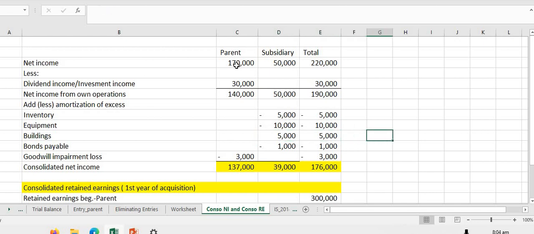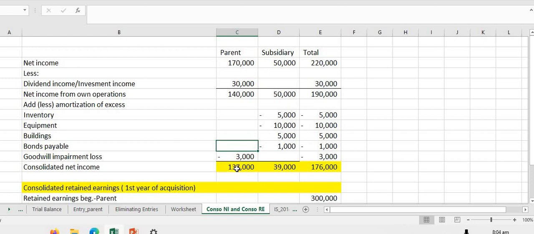So yung buildings natin is actually overvalued by 20,000. So that's actually may 4 years na remaining useful life. So we have 5,000 as excess amortization. Yung bonds payable natin, diba? That's overvalued by 4,000, divide 4, so 1,000 lang yung amortization. Okay? Then we have impairment loss. So since it's a 100% owned acquisition, so therefore yung mag-absorb sa impairment loss is the parent.